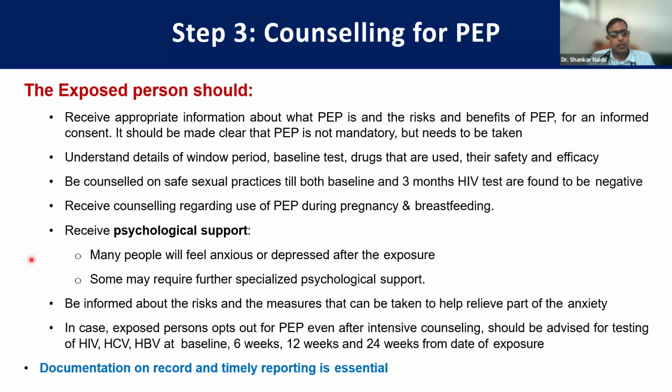So we need to give them psychological support and to relieve their anxiety, not only immediately after exposure, but while taking the PEP also many a times the person might be very anxious. So we have to give them psychological support. Then in case the exposed person opts out of PEP even after intensive counseling, they should be advised testing for HIV, HCV, and hepatitis B at baseline, at 6 weeks, at 12 weeks, and 24 weeks from the date of exposure. That is, 24 weeks will roughly translate to 6 months. So till the next 6 months, we have to advise them to screen regularly.